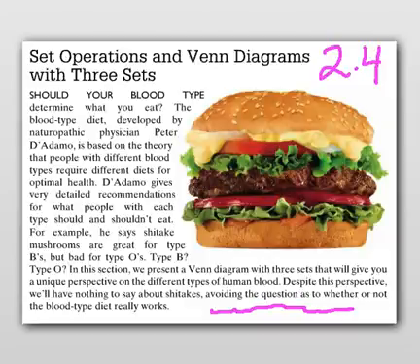Okay, students, here we're talking about lesson 2.4. And we're moving from 2 sets to 3 sets. And we're still doing the Venn diagrams. And we're going to do set operations.